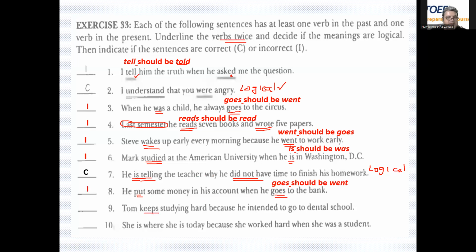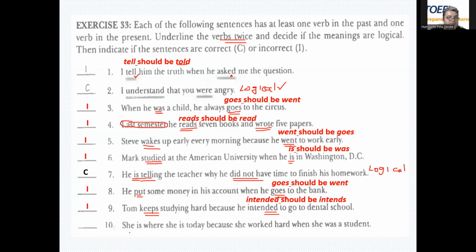Tom keeps studying hard because he intended to go to dental school. So again, a combination of present and past without a logical connection. So this is incorrect. It should be: Tom keeps studying hard because he intends to go to dental school, present tense.